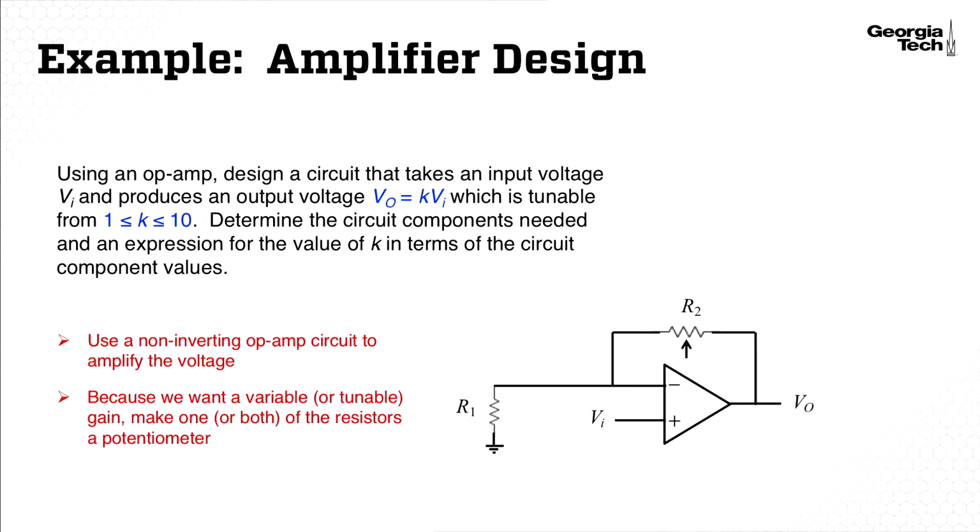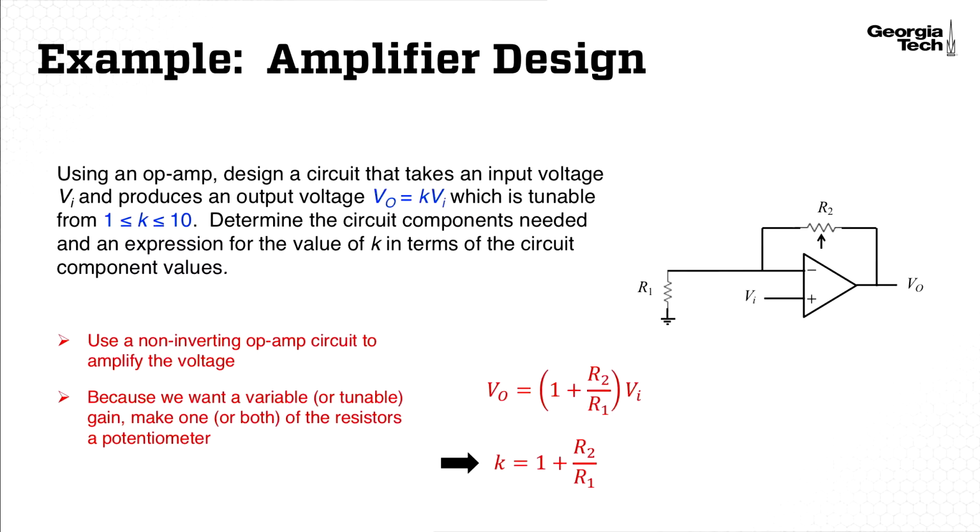To solve this problem, we'll use a non-inverting op-amp circuit. We'll amplify the voltage using this non-inverting op-amp. Because we want a variable gain, we want K to be able to be varied between 1 and 10, we'll make one or both of the resistors a potentiometer. And you can see in this diagram we've chosen R2 as a potentiometer because it has that arrow underneath the resistor.